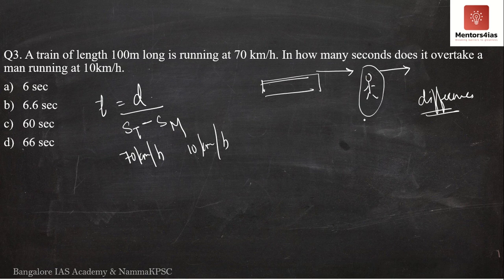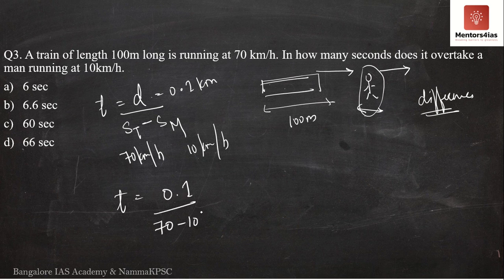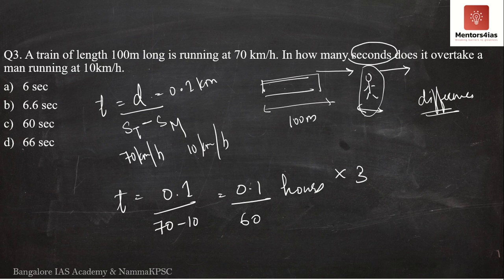Now what is the distance? Since the length of the man is negligible when compared to the length of the train, the distance traveled, we'll take it as nothing but length of the train itself, which is 100 meters or 0.1 kilometers. Therefore, time is equal to 0.1 divided by 70 minus 10, which is equal to 0.1 divided by 60 hours. The question is asking for time in terms of seconds. What do we do? We'll multiply it by 3600. 60 into 60 is 3600. 0.1 into 60 is nothing but 6 seconds.